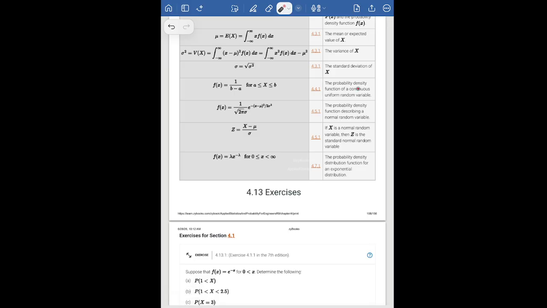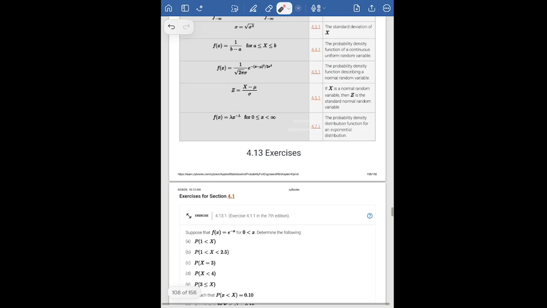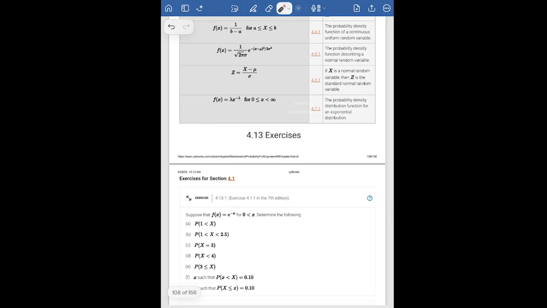For here, we have the probability density function of a continuous uniform random variable. That is what we have here. The probability density function describing a normal random variable, that is what we have here. We've also been using that to approximate your binomial and Poisson distributions, and it is integral in the log normal distribution. If x is a normal random variable, then z is a standard normal random variable. And that is what you have in this case. There is a relationship between the standard normal and a regular normal.